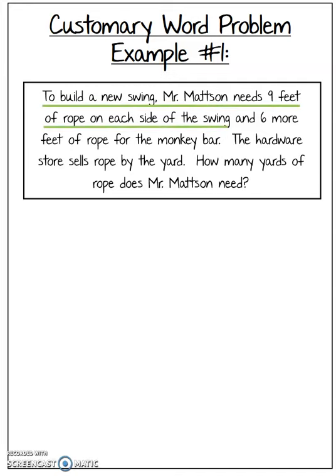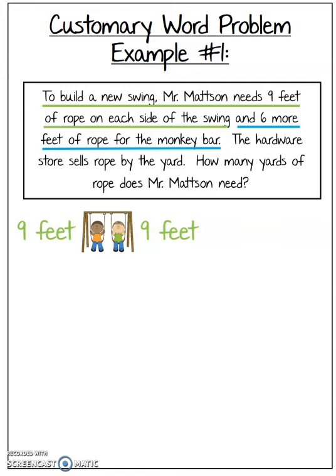The first half reads, to build a new swing, Mr. Matson needs 9 feet of rope on each side of the swing. So I'm picturing the swing, and then I know that he needs 9 feet on both sides. That means that number 9 is going to be used 2 different times. The second half of that sentence reads, and 6 more feet of rope for the monkey bar. So now I'm picturing that monkey bar and I know that he needs another 6 feet of rope.